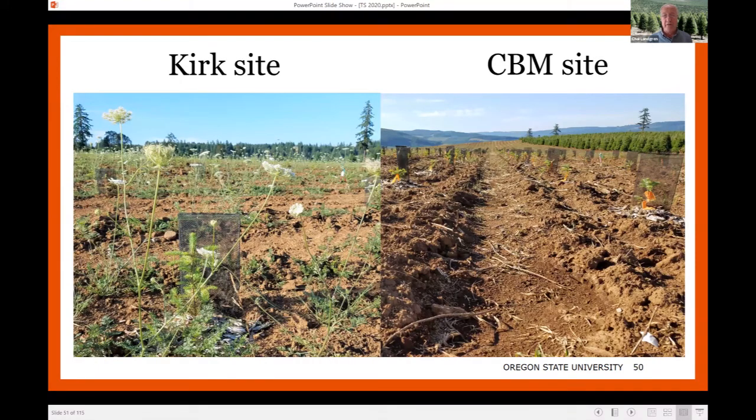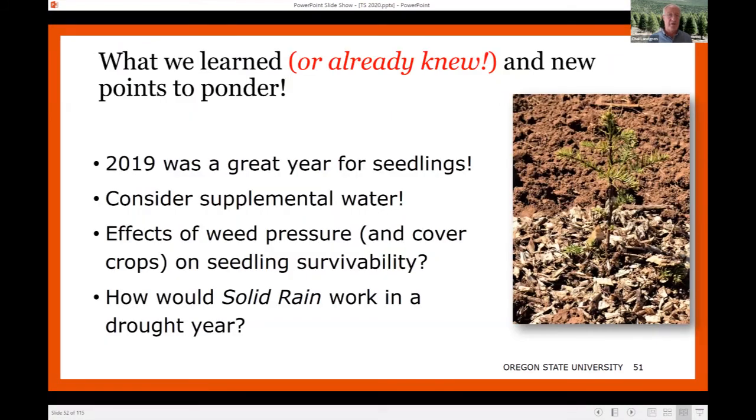The weed control at each site was a little bit different, and so some of the mortality at the Kirk site may have been from a little more weed competition than at the CBM site, but that is still a bit of an open question. So to summarize, 2019 was a great year for noble fir seedling survival. If we have more years like 2018, 15, and 17, growers may want to consider supplemental watering.